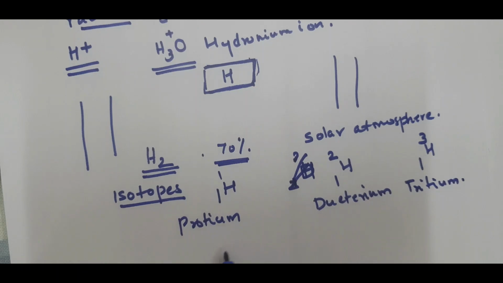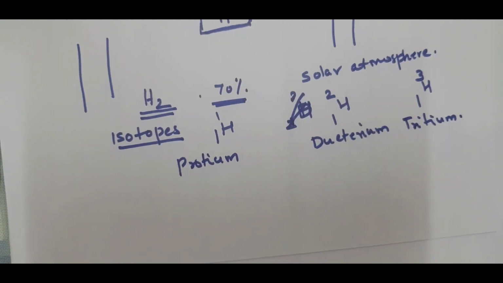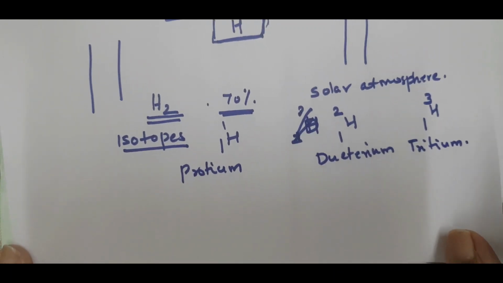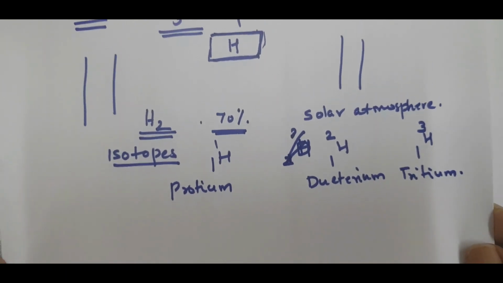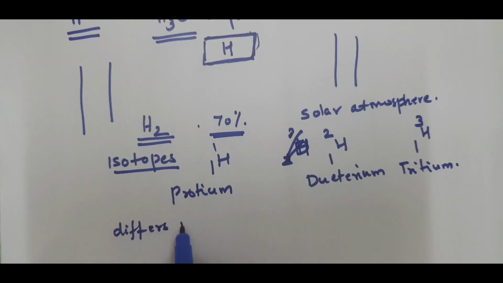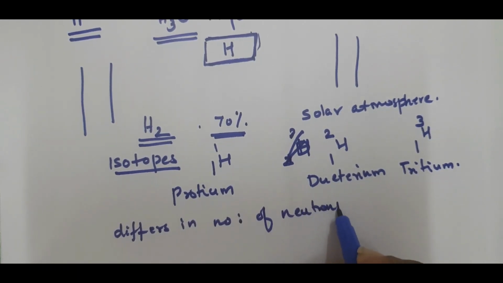Okay, so these are the three isotopes of hydrogen. Now you know how an isotope differs: same atomic number but different mass number. Where can the difference in mass number come from? The isotopes differ only in the number of neutrons, isn't it?